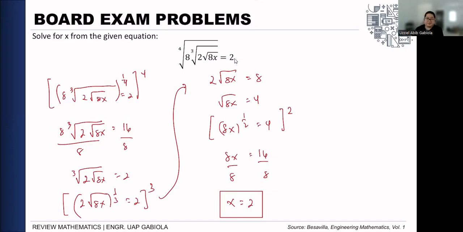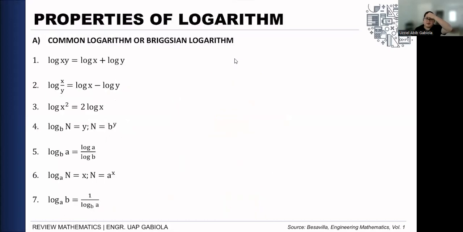Alright, next. I think okay na tayo dito sa radicals, no? Let's go sa logarithm naman, no? So, we have properties ng logarithm. So, to start off, dun muna tayo sa common logarithm, or yung tatawag natin Briggsian logarithm. So, we have 7 laws for logarithm. So, medyo straightforward lang naman siya. Ang mahalaga sa kanya is familiarization dun sa mga ano natin, no?